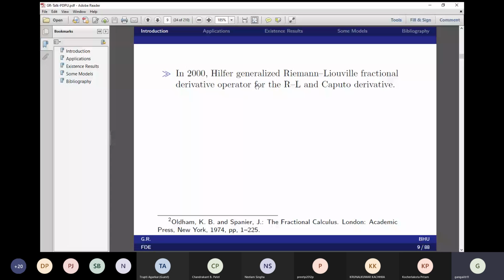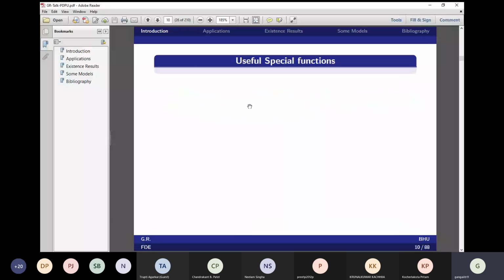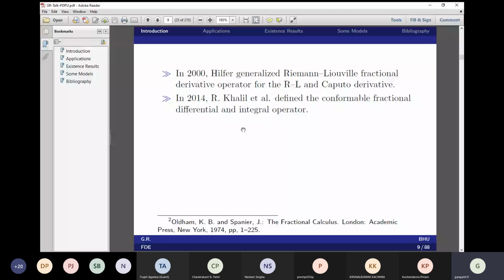Okay, so basically the Hilfer derivative is the generalization of the Riemann and Caputo derivatives. And in 2014, R. Khalil et al. defined the conformable fractional differential and integral operator. Okay, so basically these are some mathematicians who contributed their work to fractional calculus.